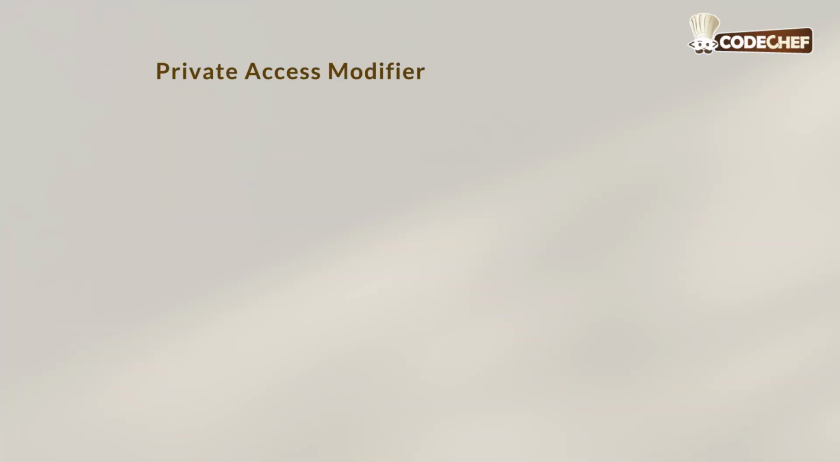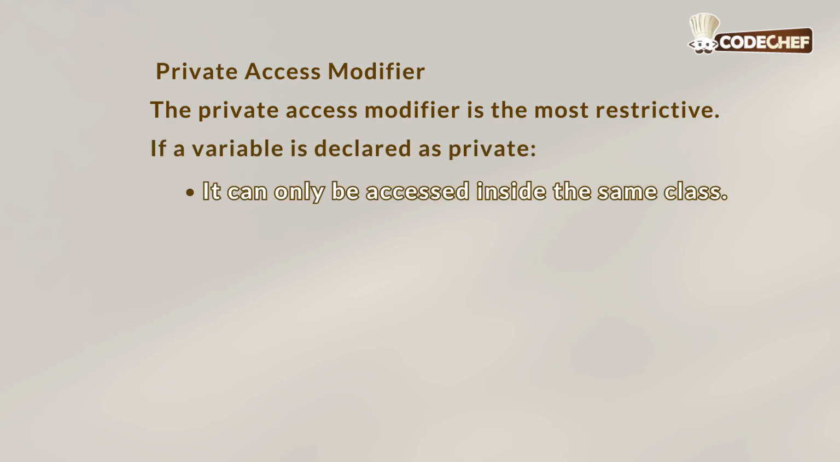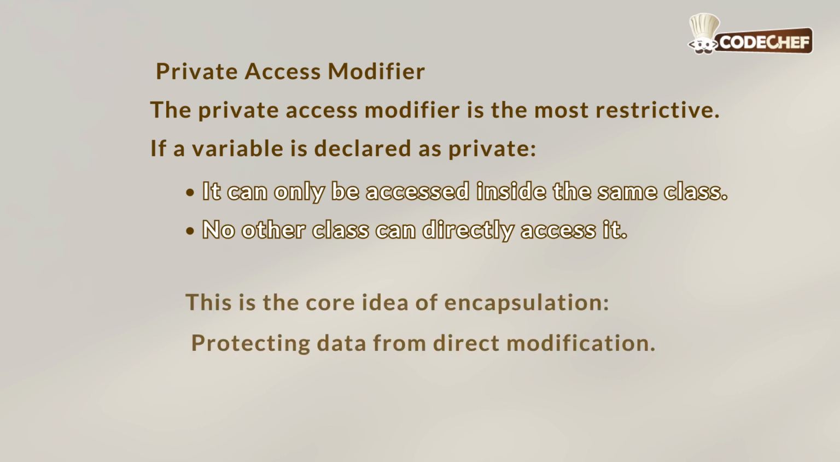Now let's talk about the private access modifier. The private access modifier is the most restrictive. If a variable is declared as private, it can only be accessed inside the same class. No other class can directly access it. This is the core idea of encapsulation, protecting the data from direct modification.